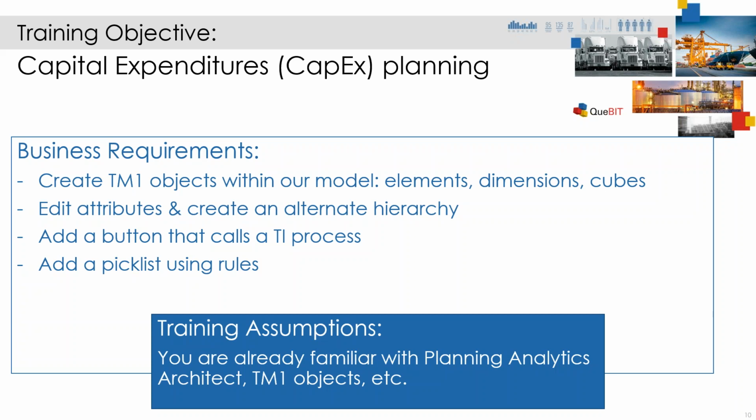We're going to add an alternate hierarchy. We're going to use buttons that call a TI process, and then we're going to add a pick list using rules. So again, the assumptions are that you're already familiar with these concepts. We're not going to go too deep into what is a rule and what is a process. But we're also assuming that you would have this privilege already granted to you through your TM1 security.